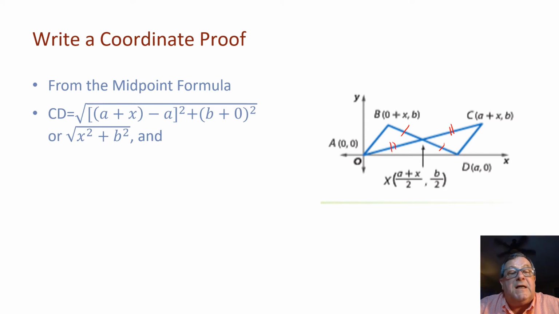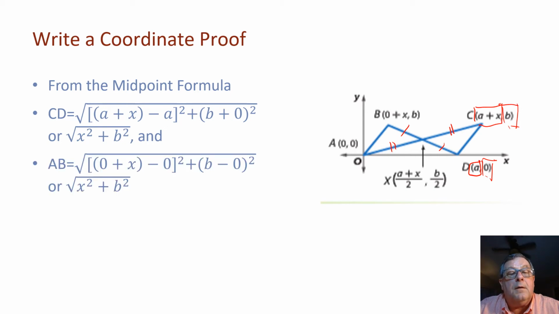All right, so CD is equal to the square root of, because it's x2 minus x1 squared plus y2 minus y1 squared, here CD, we're talking about CD, A plus x minus A squared plus B minus 0 squared. And that simplifies to, because I've got an A and a negative A, just x squared plus B squared. Okay, that's CD. That's equal to the square root of x squared plus b squared.